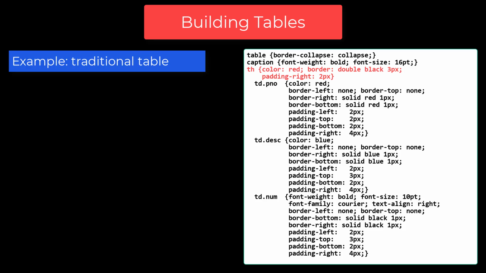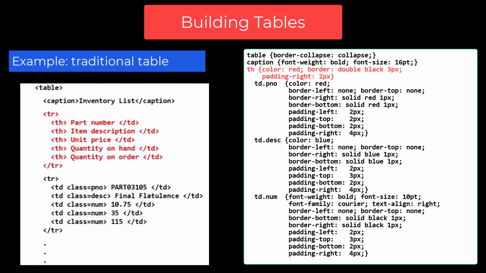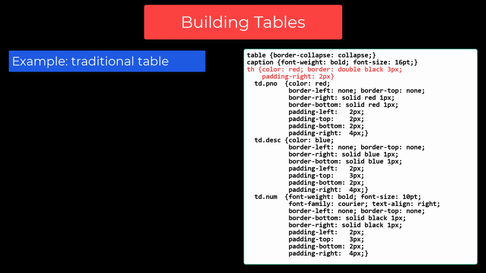And in the table, I add a row at the front, which is a collection of TH elements. So there will be a header for each column. So part number, description, unit price, quantity on hand, and quantity on order. Now it displays this way.